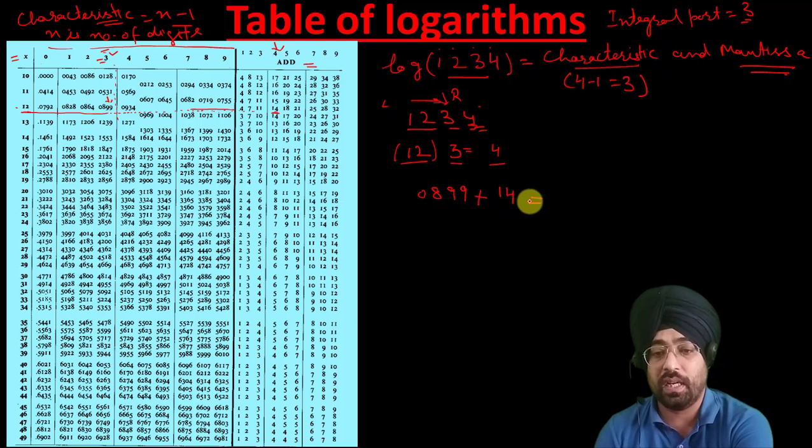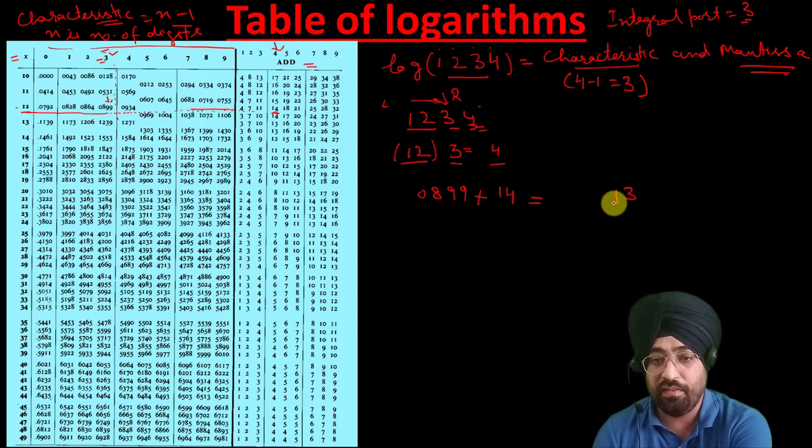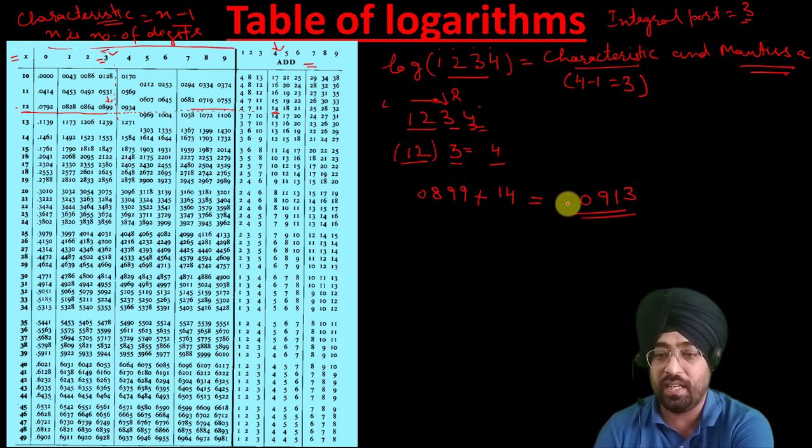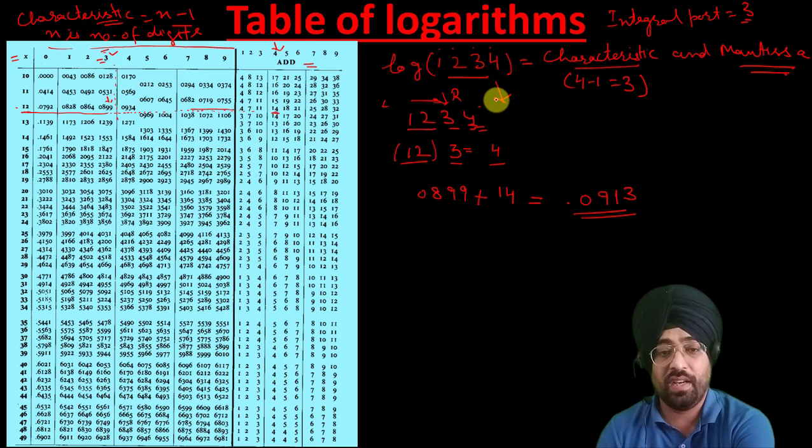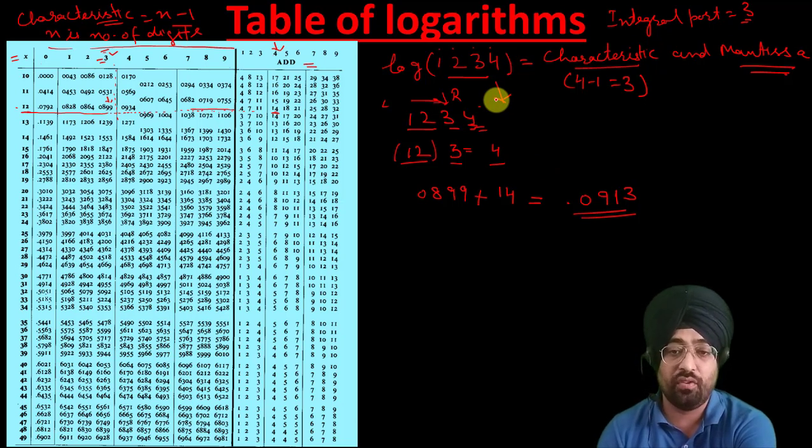So we will add these two numbers: 3, 9 plus 1 is 10, plus 1 is 11, so 1, 9, okay, 913. So 0, 913, and we put a point at the start, so it is 0.0913. That is the value of the mantissa corresponding to 1234, which we have found using this table. So it is quite easy.